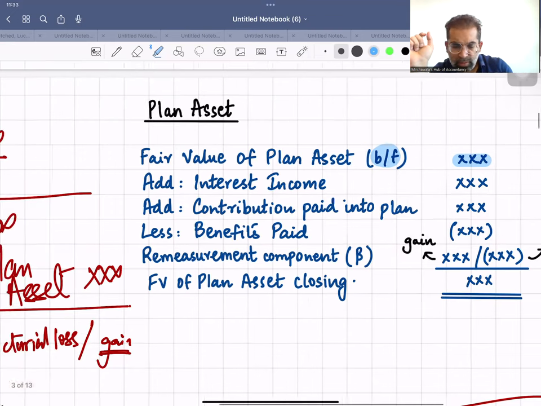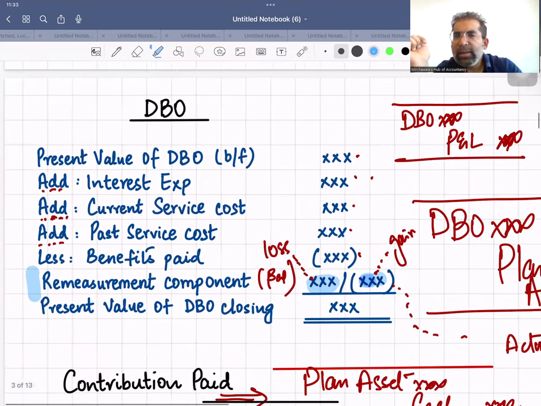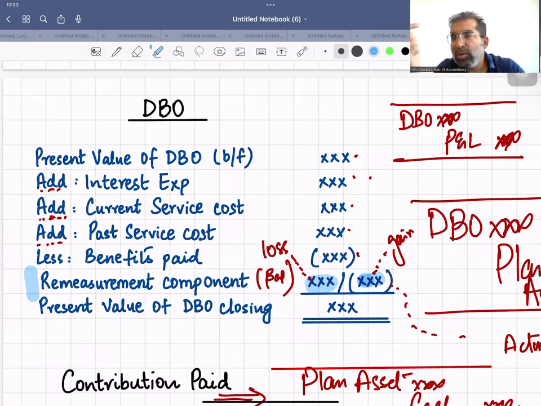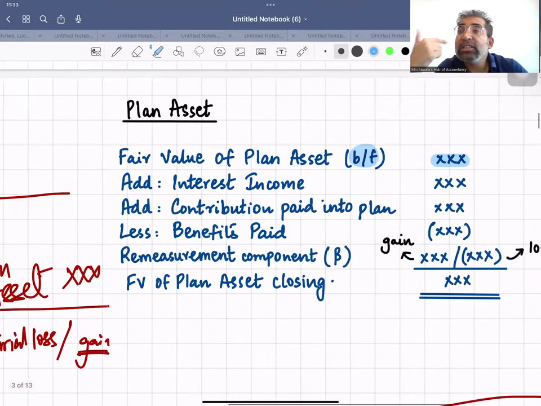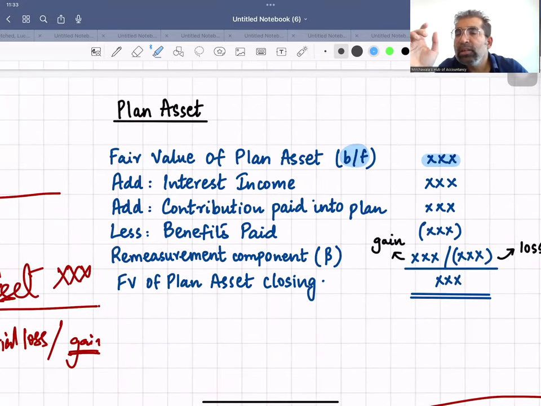Now just think, when we were maintaining the liability account, we had to book interest expense, because on liability there is interest expense, unwinding of discount. Now on plan asset, definitely there will be interest income. You will be getting interest income. It is the instruction of standard IAS 19 that the rate you are using for the liability, the same rate you have to use for plan asset. So you will multiply the interest rate and you will book the interest income.